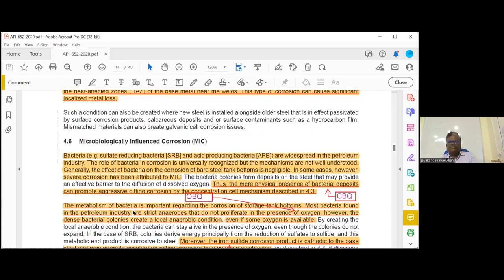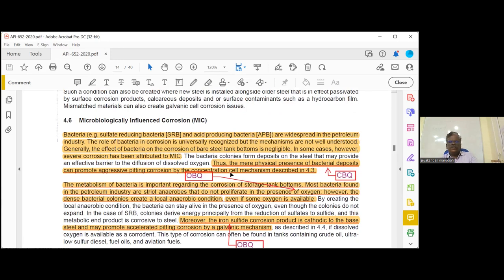Then MIC, first paragraph, last line. The mere physical presence of bacteria deposits can promote aggressive pitting corrosion by concentration shell mechanisms. That is important. The metabolism of bacteria is important regarding the corrosion of storage tank bottoms. Most bacteria found in the petroleum industry are strict anaerobes that do not proliferate in the presence of oxygen; they don't need oxygen actually. However, dense bacterial colonies create a local anaerobe.